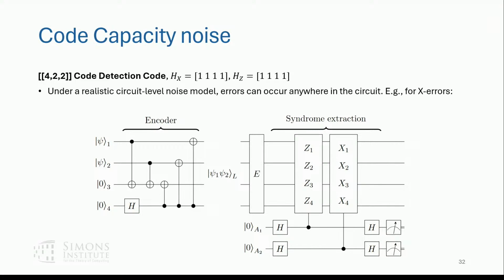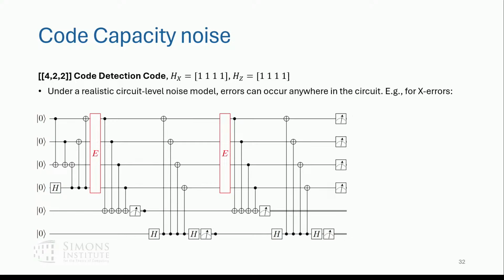So this is a 422 error detection code, and the HX and HZ matrices are just these. So the first part in our error correction circuits is create an encoder. We then get our logical state, and then we measure the X and the Z stabilizers, which in this case are just ZZZZ and XXXX, via projective measurements. Okay, so what this looks like in a little more detail is that we can use CNOTs to measure these. So this is the encoder now. This is the measurement of the Z stabilizers, and this is the measurement of the X stabilizers.